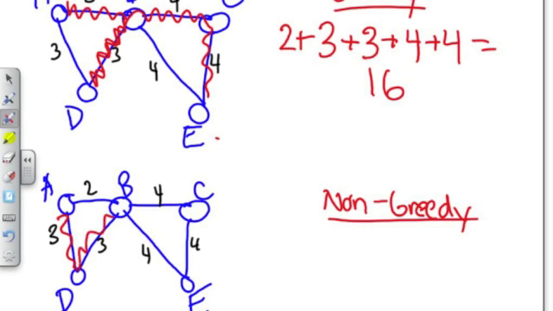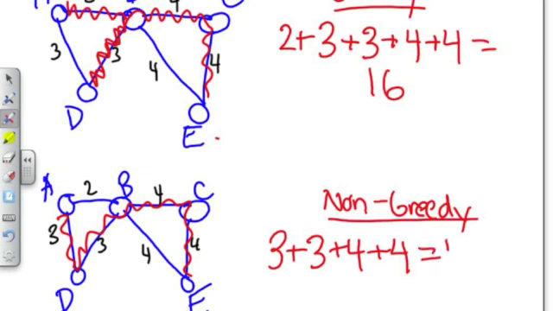Now, using a non-greedy algorithm, we could easily have just gone from A to D, D to B, B to C, and C to E, without having to backtrack from B to D as we did in the greedy. So here we had a 3, 3, 4, 4, which ends up equaling 14. So this proves that the greedy algorithm is not optimal for the traveling salesman problem.